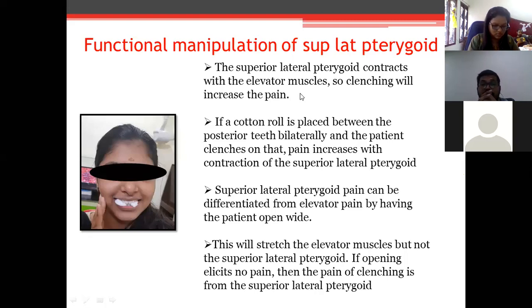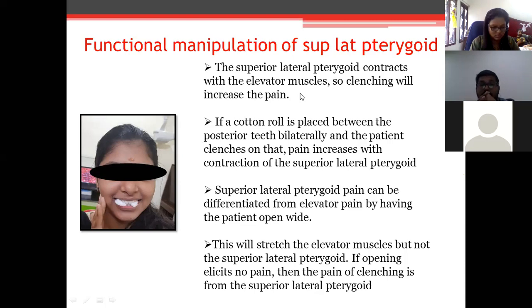So to rule that out, what you can do, after this clenching, the patient gives pain on the inner aspect of the muscle, the lateral pterygoid muscle. The patient will tell you, I have pain in that area. Now you are much more confused, you don't know where the pain is, whether it is the superior lateral pterygoid, the temporalis, or the masseter, because muscles work together. When the superior lateral pterygoid contracts, at the same time the elevator muscles also do.